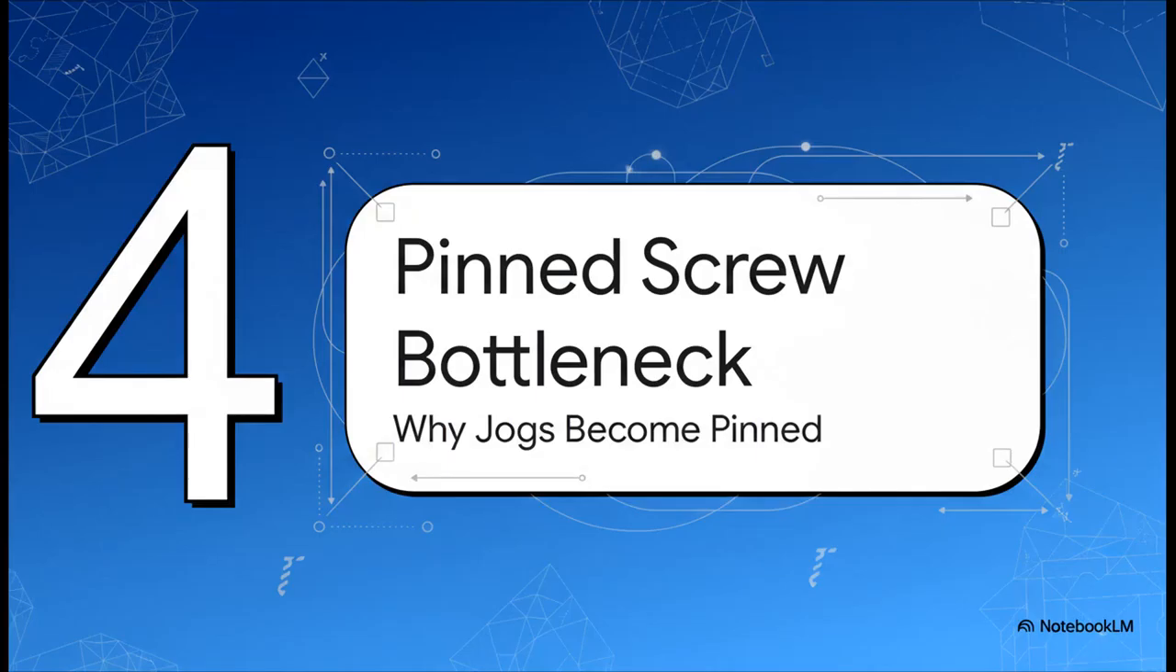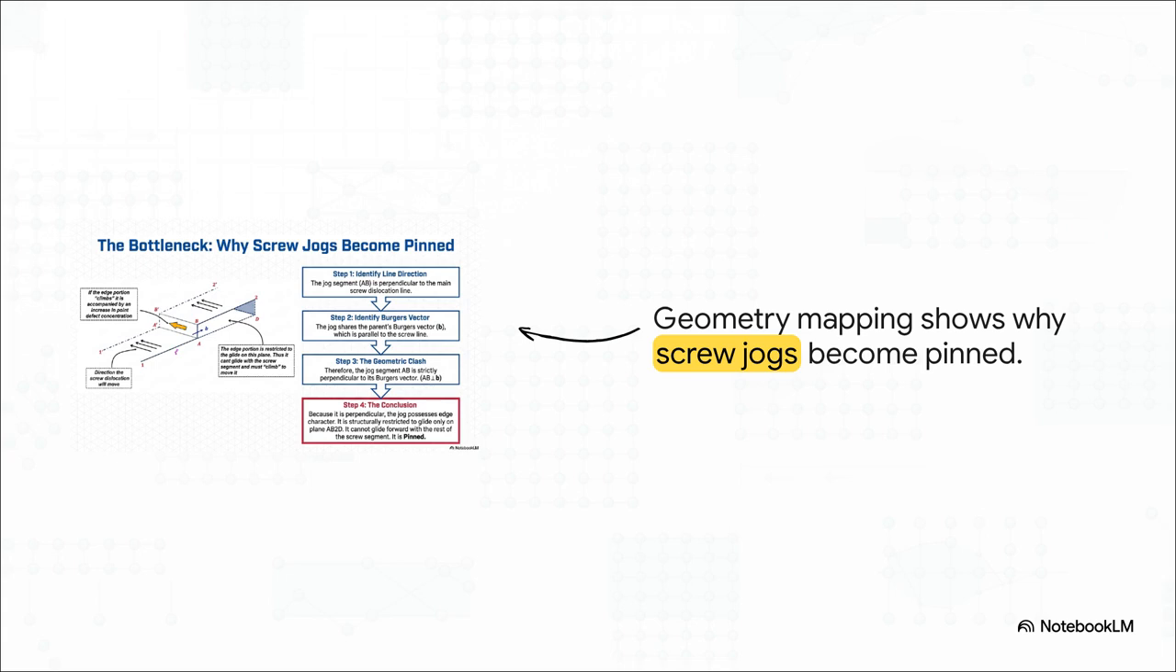And that leads us nicely into section 4, the pinned screw bottleneck. Let's figure out why screw jogs become pinned. To really understand why this divergence happens, we have to look at the math and the geometry of this newly created step against the trajectory of the main line. When you do that, the physics become undeniably evident. The continued glide of this dislocation is now mathematically impossible. Let's break down exactly why that is.